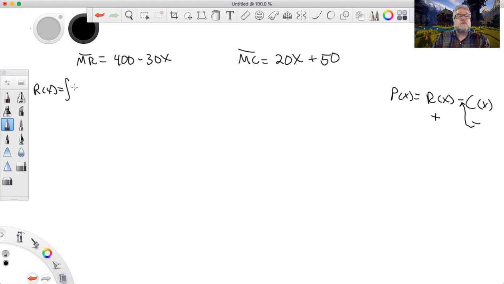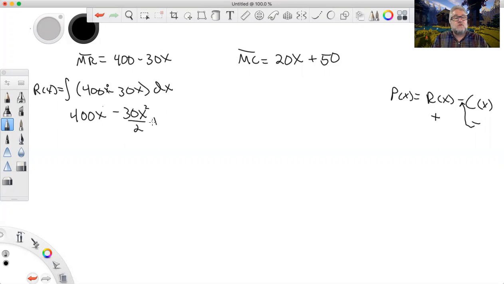The revenue function is going to be the integral of 400 minus 30x dx. Is this u to the n? Is it a bunch of stuff raised to a power? No, it's not. So I can just integrate these simply. The integral of 400 is going to be 400x, because this is x to the 0 next to it. So we'd get x to the 0 plus 1 over 0 plus 1. Minus 30x squared over 2 plus an integration constant.